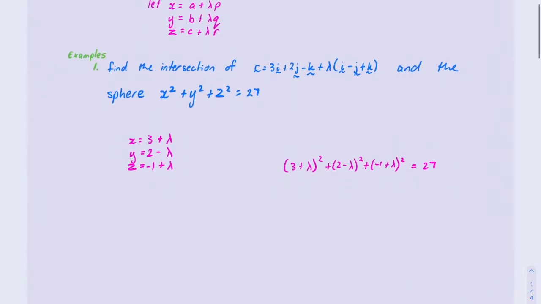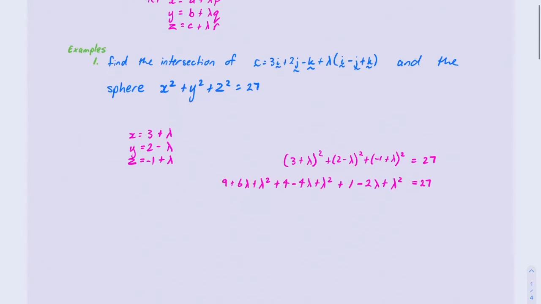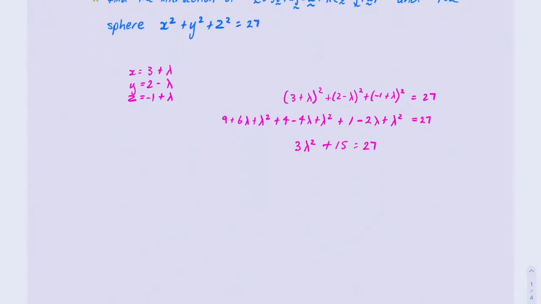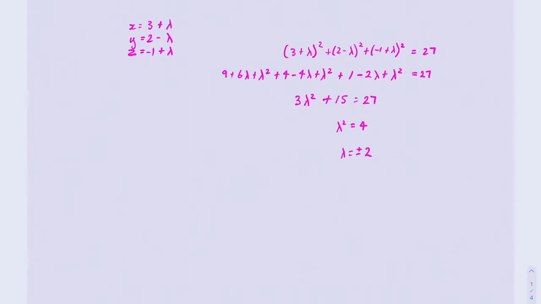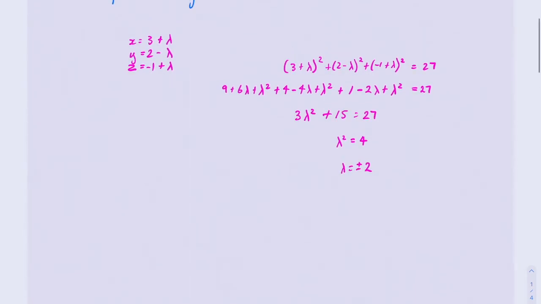Here I've done it by plugging them into that line. So just plugged each of those into there as follows. Expand it out, simplify it down, find a value for lambda squared, which is 4, so lambda has to be plus or minus 2. It's really as simple as that. Find the points of contact.